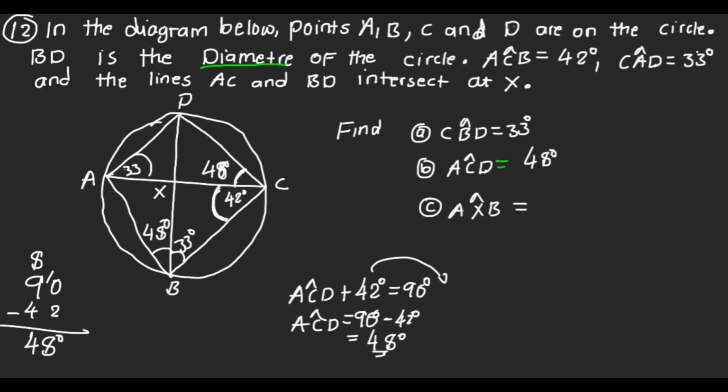So how can we find this angle here? Remember, we said BD is the diameter. If this is the diameter, then we can apply angles in a semicircle add up to 90. So here we have an angle of 90. So if that is an angle of 90, what angle is here? If we add this angle plus 33, it will give us the 90. So we'll just subtract 33 from 90.